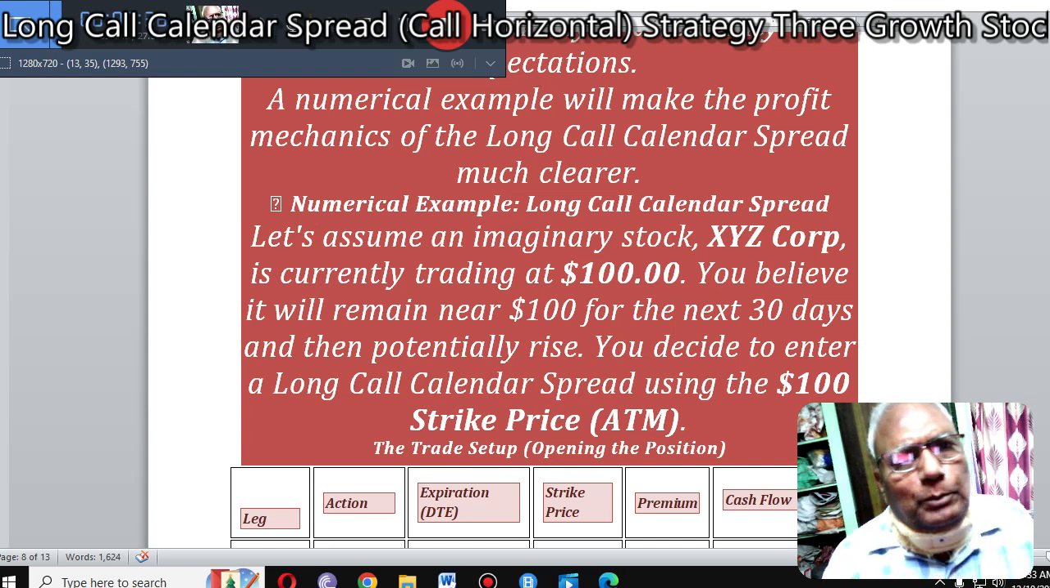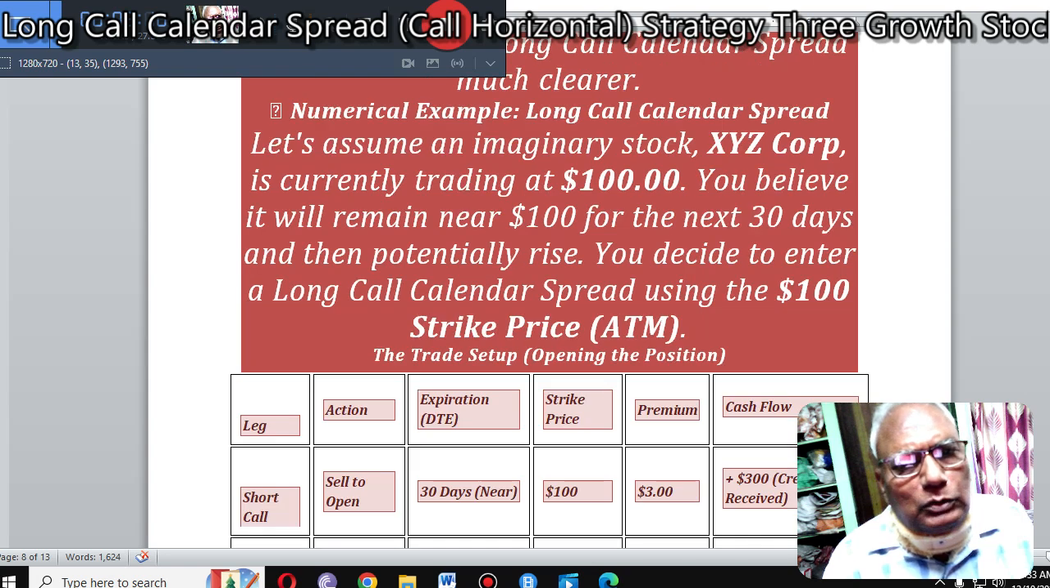A numerical example will make the profit mechanics of the long call calendar spread much clearer. Numerical example: long call calendar spread. Let's assume an imaginary stock, XYZ Corporation, is currently trading at $100. You believe it will remain near $100 for the next 30 days and then potentially rise. You decide to enter a long call calendar spread using the $100 strike price, that is, at the money.